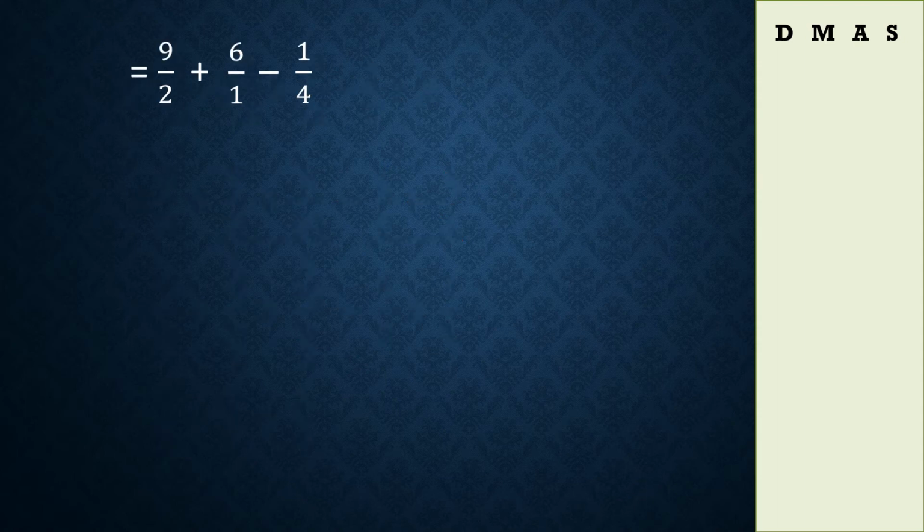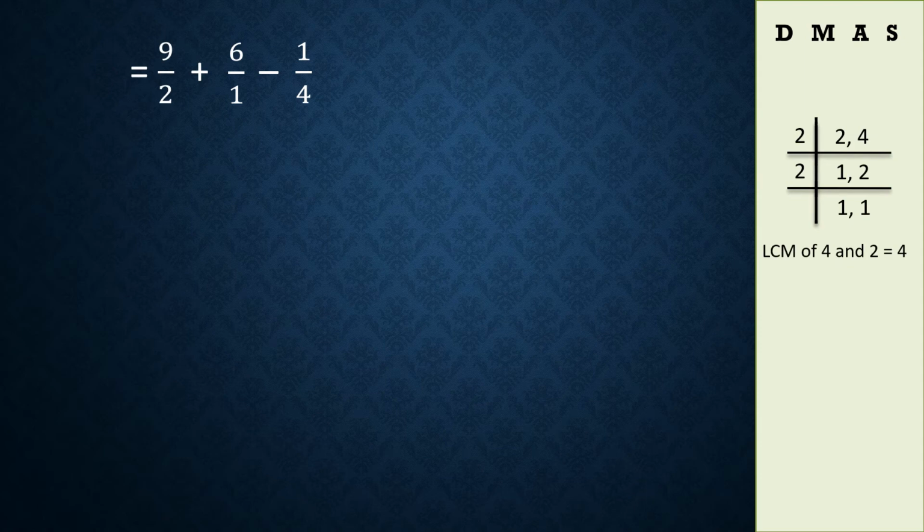In 9 upon 2 plus 6 upon 1 minus 1 upon 4, the denominators are not same. So first we convert them into like fractions. For this, we need to find the LCM of 2 and 4, and the LCM of 2 and 4 is 4. So we have to bring 4 at the place of denominators. Now tell me, in 9 upon 2, which digit will you multiply to bring 4 in the place of denominator? Yes, 2. So multiply numerator and denominator by the same number 2.